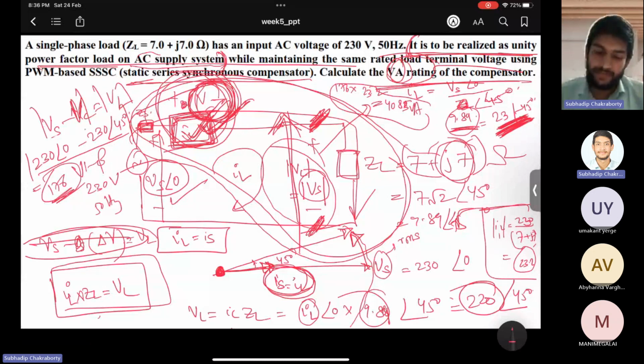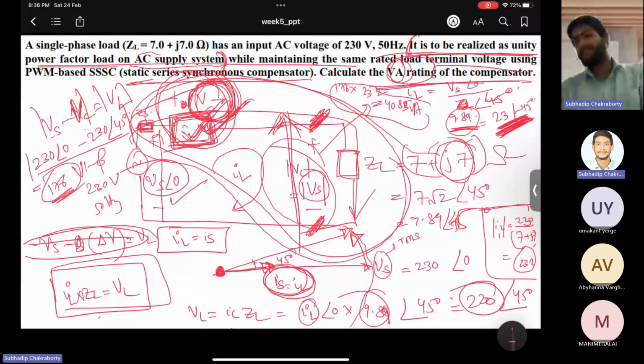So one thing you used was the equal voltage amplitudes, and what was the other information you used in this problem? That the supply side has unity power factor. So these two conditions you used. Both are given in the problem. Apply those, and then accordingly you will get the injected voltage to attain such functionalities.